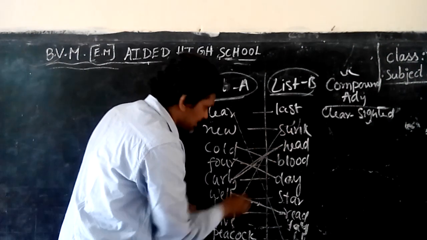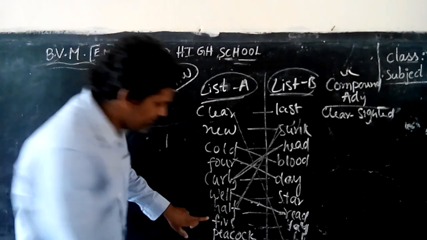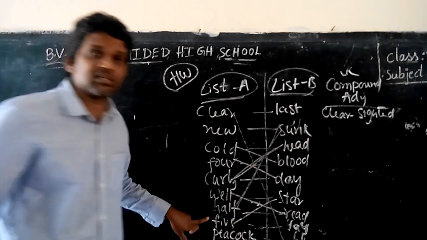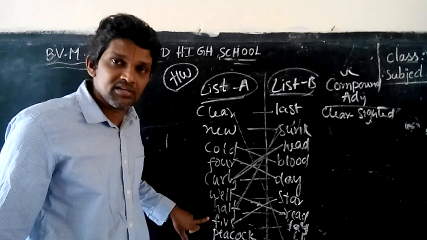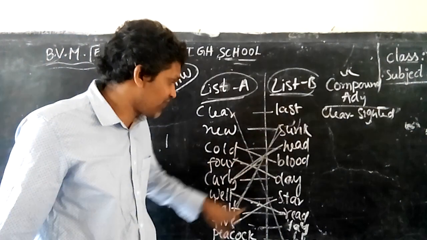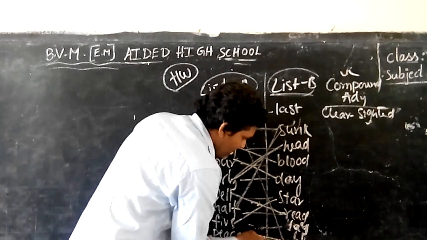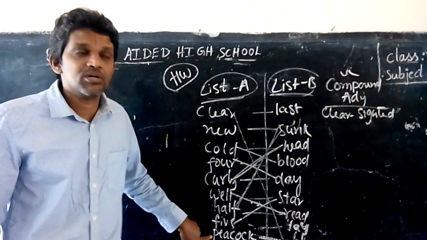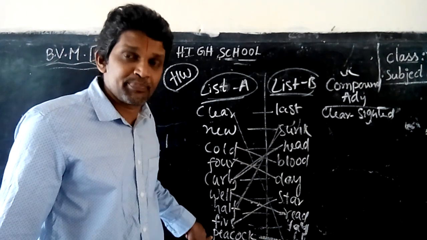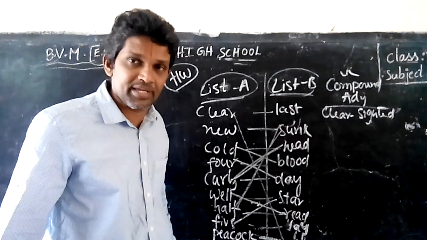Half sunk. 5-star hotel. 5-star. Okay. So hotel is a noun. 5-star is describing that hotel. So 5-star. Peacock blue. My mother presented a peacock blue dress on my birthday.